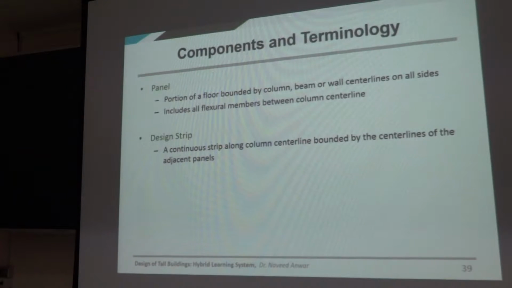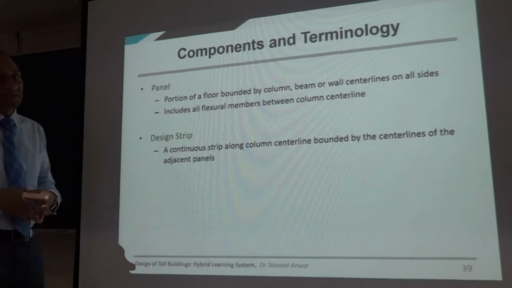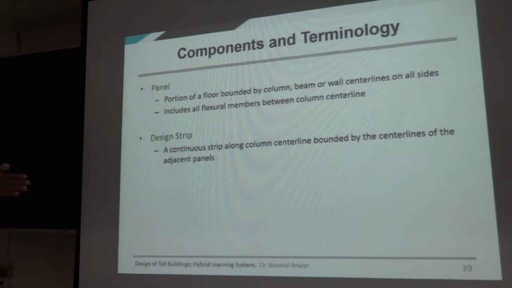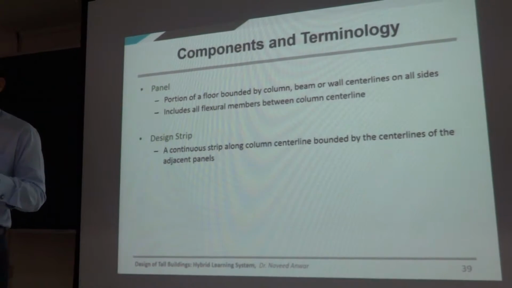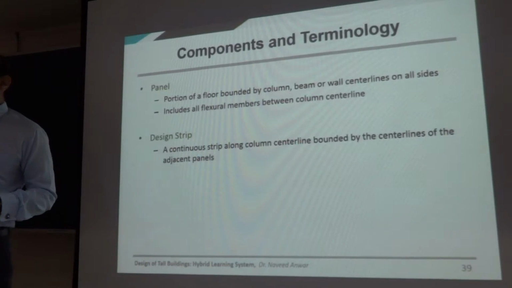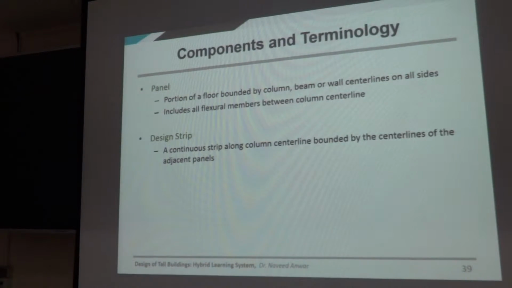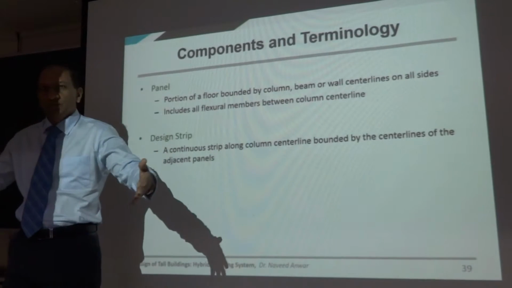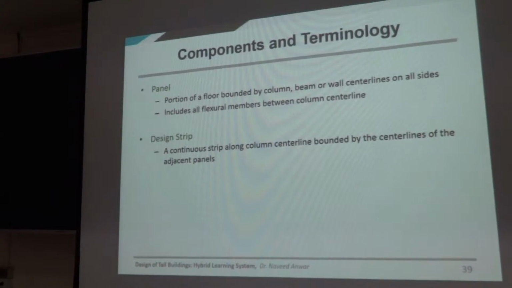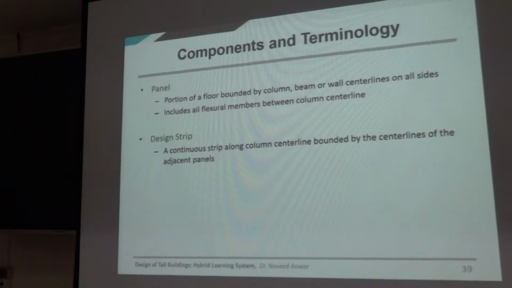Panel. What's a panel? These are the terminologies. A panel is a portion of the floor bounded by four columns, let's say. So this in between is one panel of the slab that is bounded by four column center lines or beam center lines. It includes everything within that portion, whether it's a drop panel, a beam, a column capital, columns, everything within that is included in that panel.